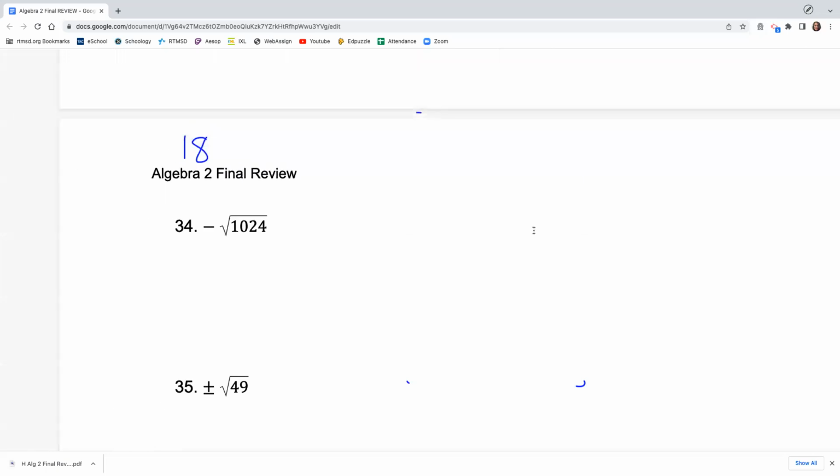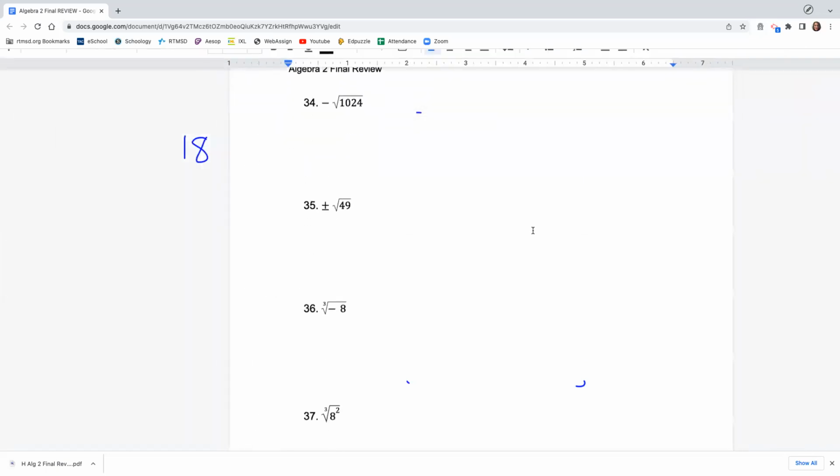Okay, next page. We have a bunch of these calculator problems. So you're going to just put these all in your calculator. Remember, when you're using your calculator, you can get to the square root by doing second x squared, and you get to cube root or any other root you need by hitting the math button. So this is going to equal negative 32.